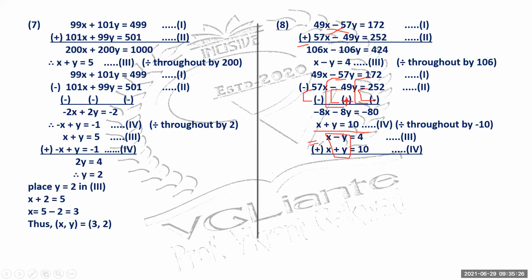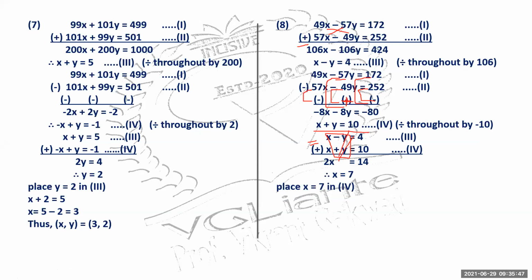When you add the two equations, what happens? Minus y and plus y get cancelled. You're left with 2x equals 14. Now with respect to this, what is the value of x? x equals 7.